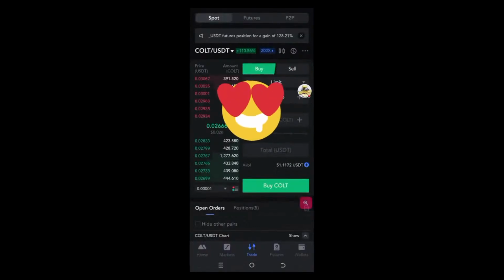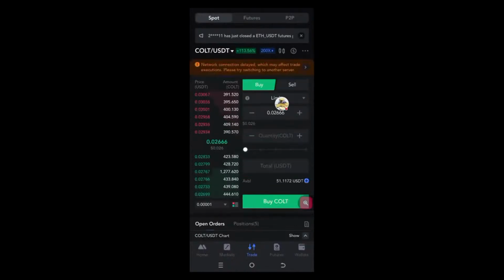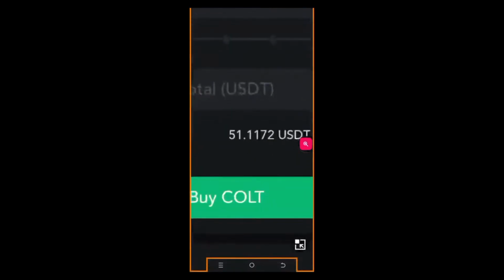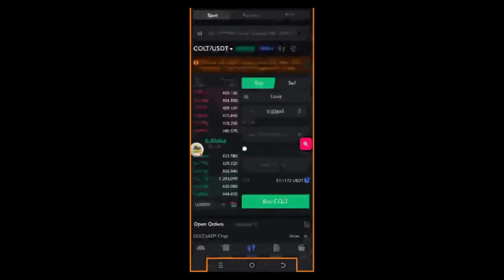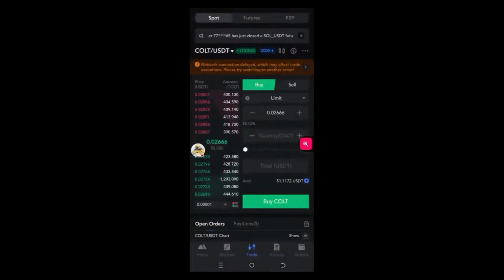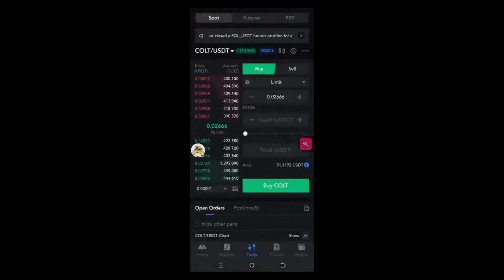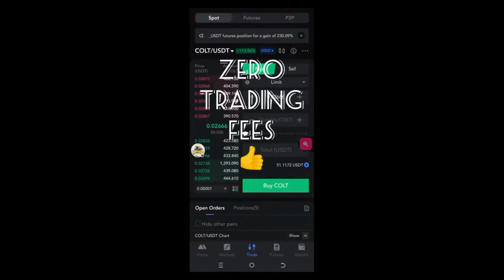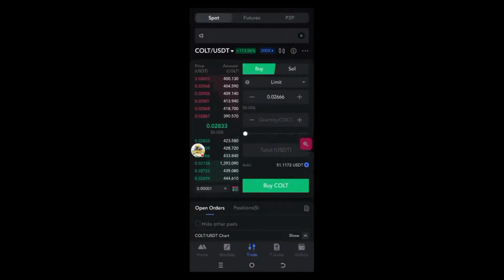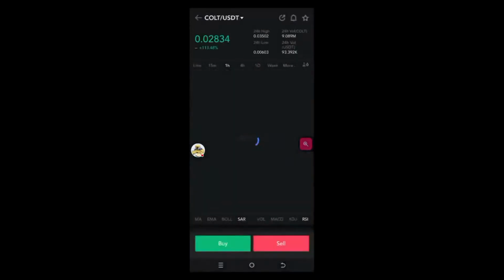Beautiful. Colt has sold. Beautiful. Can you see what we've made? I didn't even know. Look at it. We made $1.11. Beautiful. And you know the good thing about Mexi? There are no trading fees for now. Zero trading fees. You see, exactly what I set in there is what I have. And that's it. Let me check what's going on in the chart.